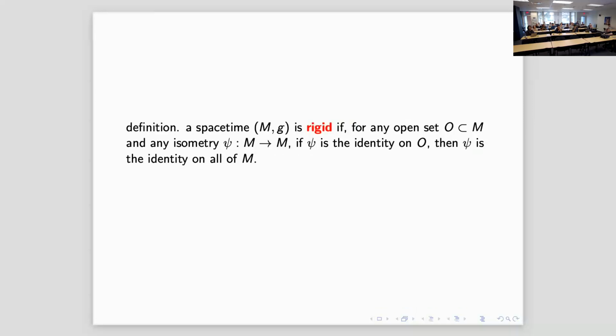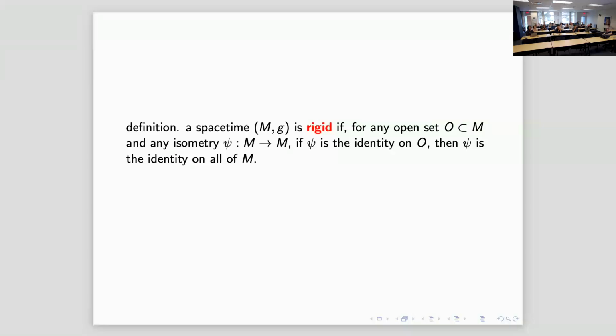Okay, so definition. A spacetime (M, g) is rigid if for any open set O and any isometry psi from M to M, if psi is the identity map on O, well, then it's the identity map on all of M.